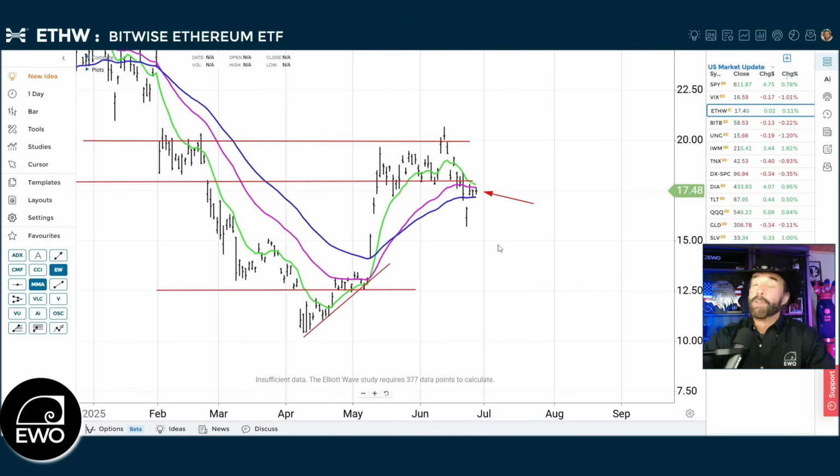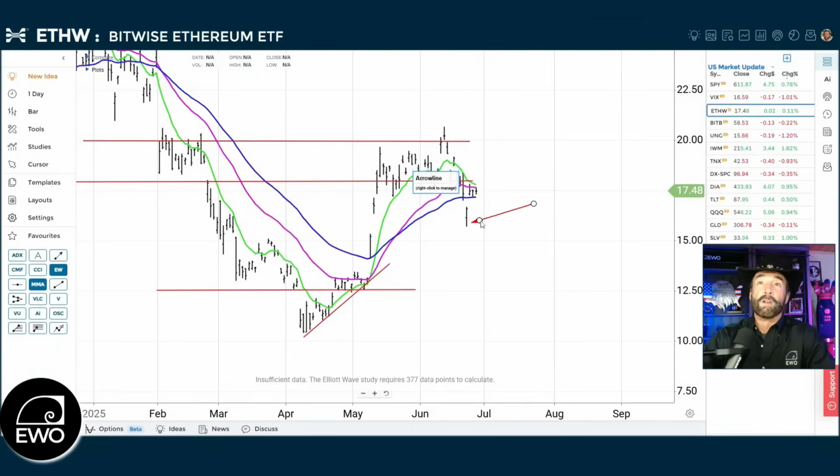So I do think we're going to get some movement in the crypto space here over the next few days. I have no idea which direction it's going to be, but it was key that we didn't have follow through on this break below the 50-day moving average, at least on the ETHW, whether or not it's in Ethereum in general.